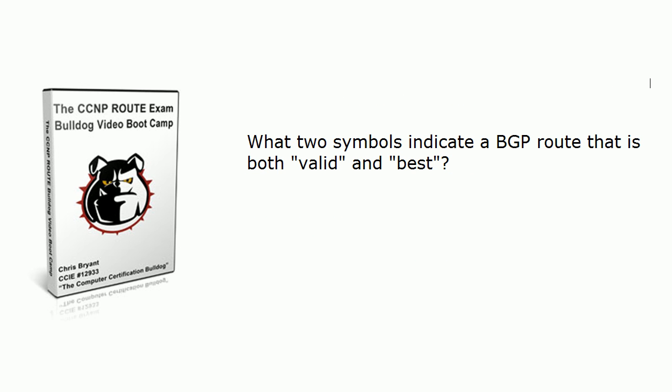Those of you who are taking my NP route course right now, you're used to this phrase, valid and best. What two symbols next to a route in BGP indicate a route that is both valid and best? Because that's what we want in BGP.